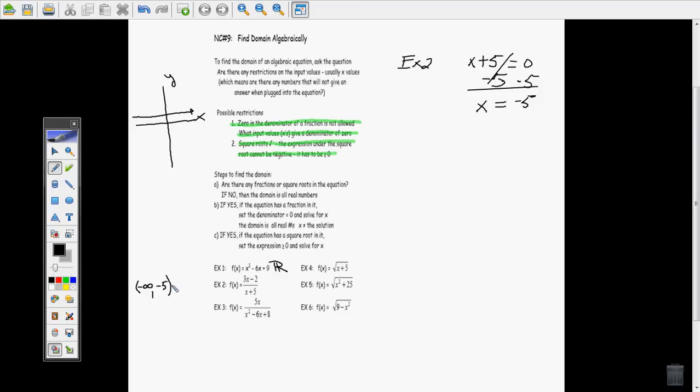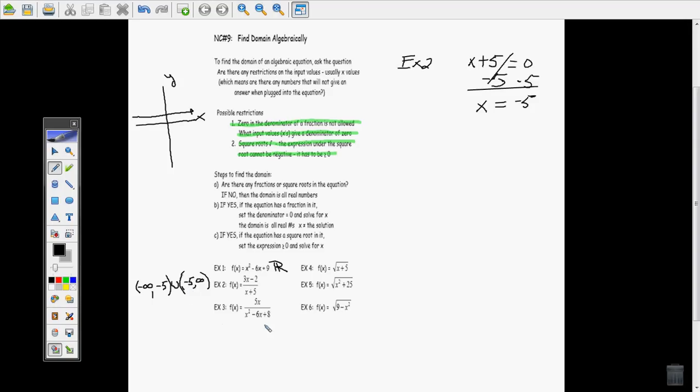Okay. We need to talk a little bit about those union symbols. We can also have a union, which means and or plus. We can go from negative 5 to positive infinity. Now let's look at what we wrote here. What this is saying is that I can plug in any value for x except negative 5.